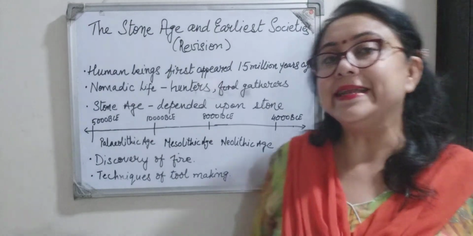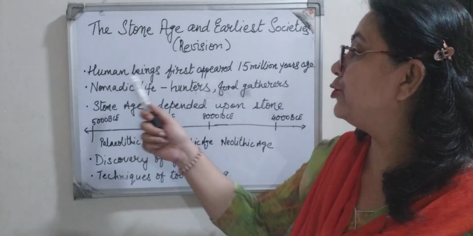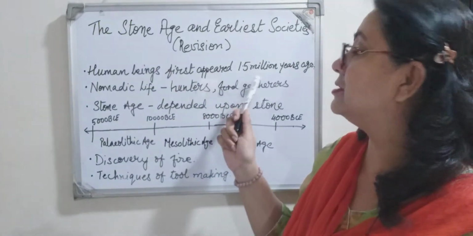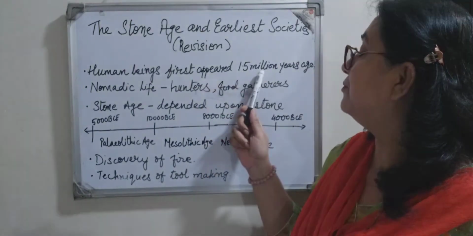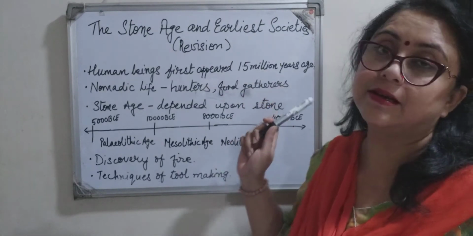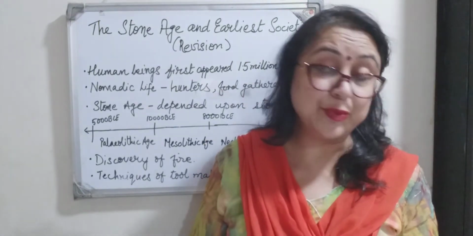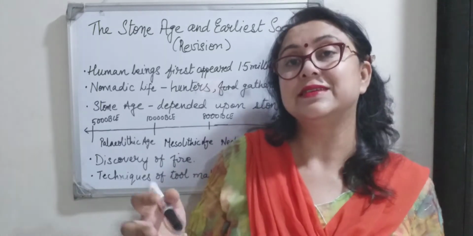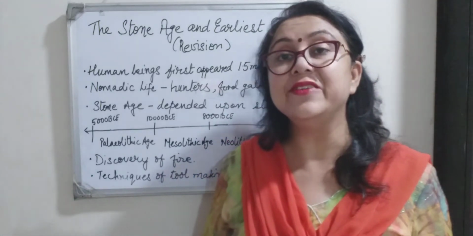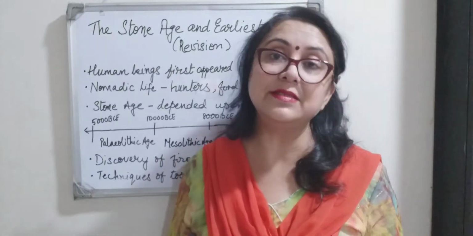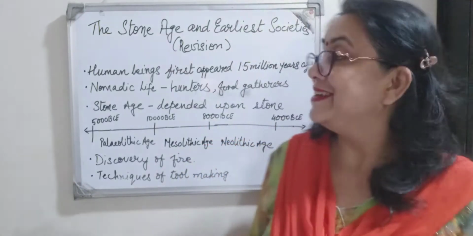So, right in the beginning of the chapter, we read that human beings first appeared on the earth around 1.5 million years ago. So their existence started on the earth around 1.5 million years ago. So long time back, isn't it?